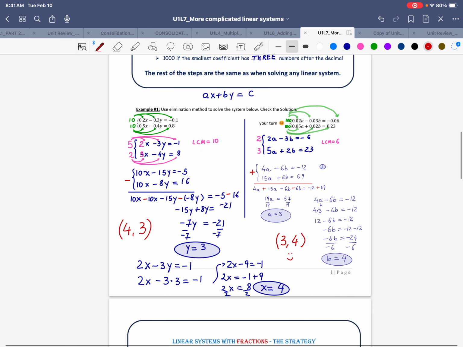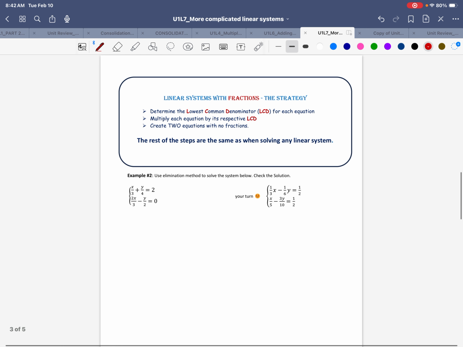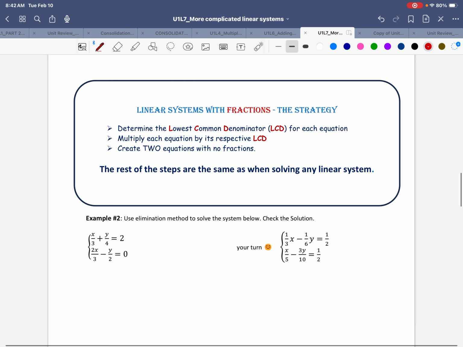So next, we're going to look into equations with fractions, and for this I'm going to make a new video for it. Please follow along.